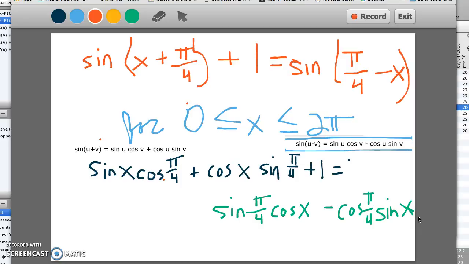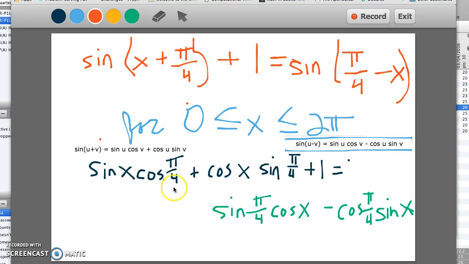It's tricky because you have to realize that on this side, u is pi over 4 and v is x, and on this side, u is x and v is pi over 4. So you just apply the formula to each side separately, and hopefully you get it in the right order. I think I did. The next step is to manipulate this equation with a bunch of algebra.